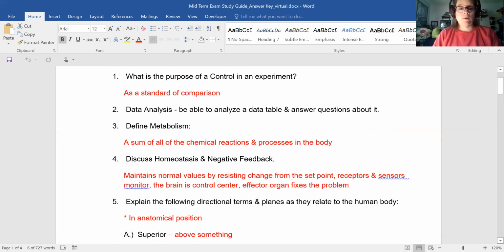Okay, so number 1 says, what is the purpose of a control group in an experiment? And you can see the answer there says as a standard of comparison. And then number 2, I'm going to hit these two together because I want to take you to the PowerPoint. The second one has no answer on the study guide because it's just telling you that you're going to be given a data table and that you have to look at the data table and be able to answer questions about it. Okay, so let me show you.